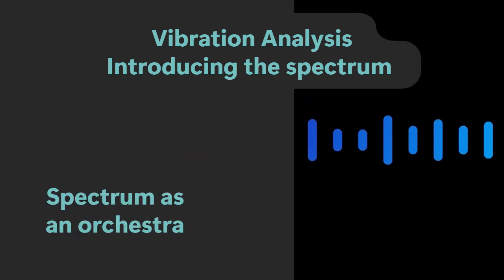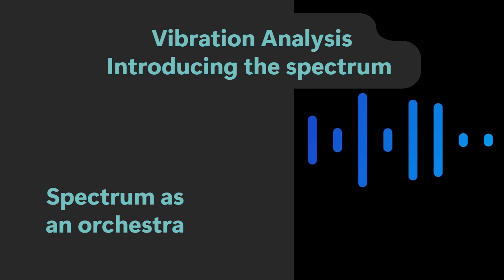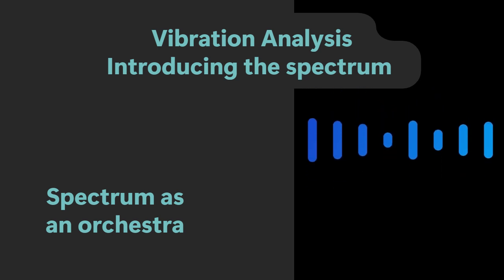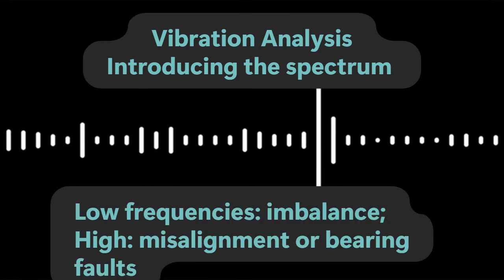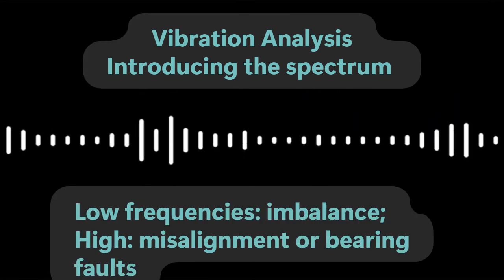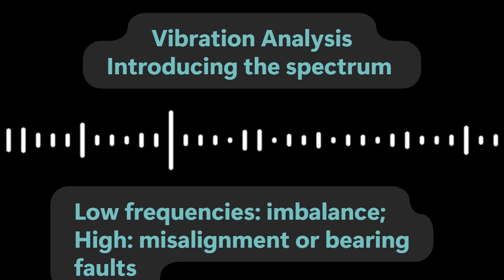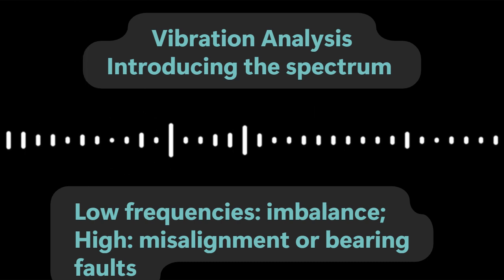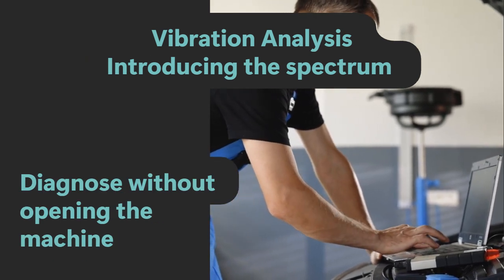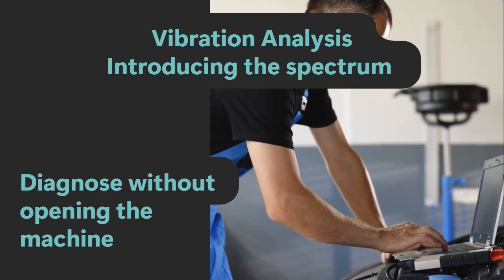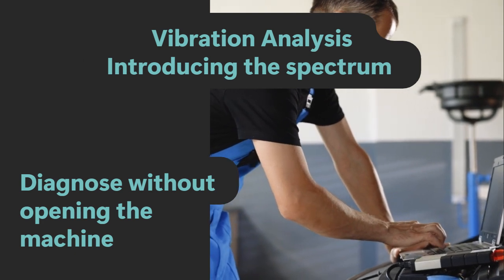Think of the spectrum as an orchestra. Each frequency is an instrument, and the peaks represent the loudest parts. Low-frequency peaks might indicate imbalance, while higher frequencies can signal misalignment or bearing faults. By reading the spectral lines, we learn what's happening inside the machine without opening it up.